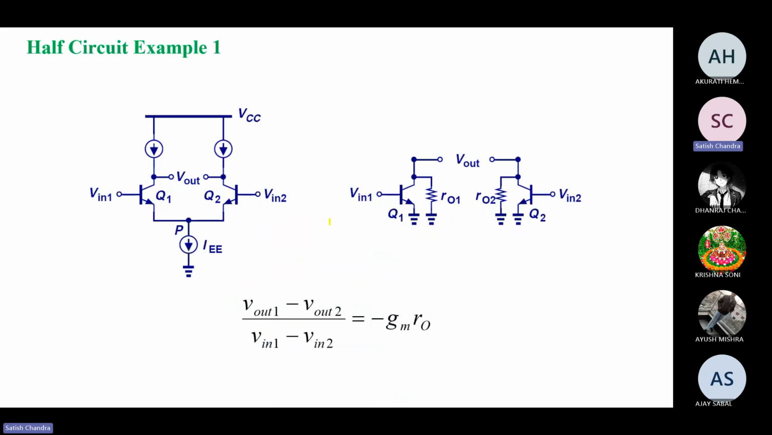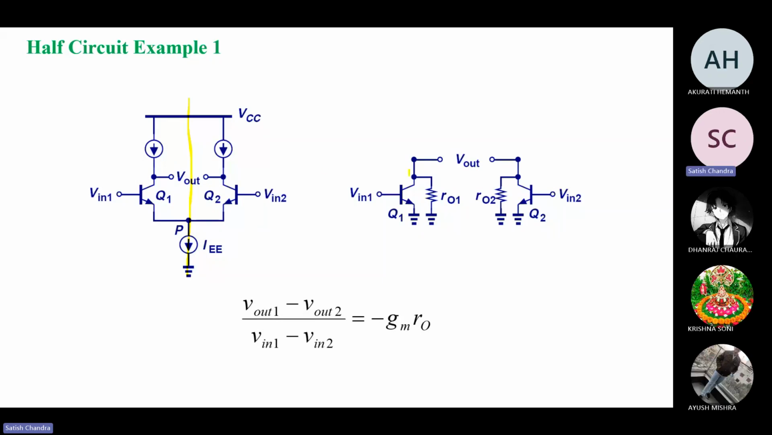So that is what we have seen and done, and that is nothing but called a half circuit. That is one of the examples. When we are giving a constant current source, what is going to happen? When we don't have an RC there, it is going to be replaced by the internal resistance of both of the transistors, that is nothing but R01 and R02. And since both are matched, R01 and R02 will be the same. That is why we are going to get this value.